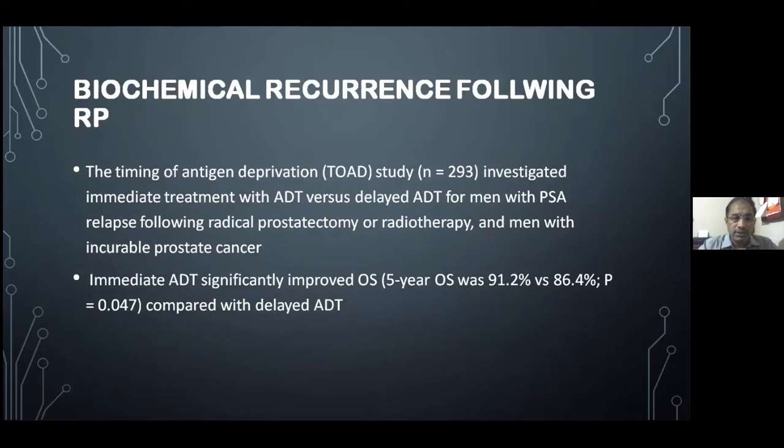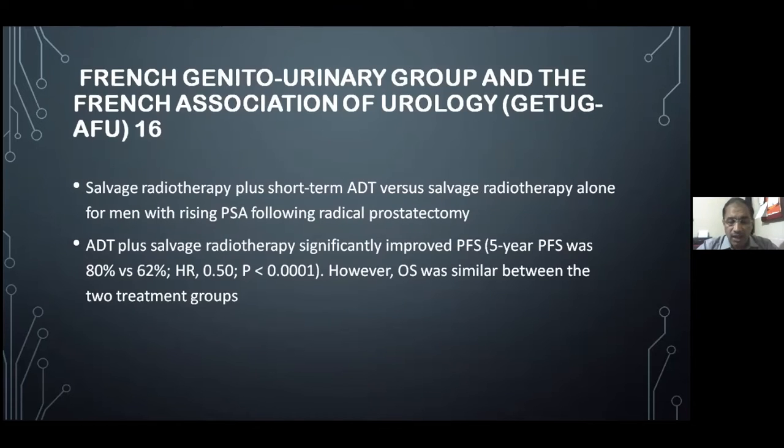It appears that 5-year biochemical relapse-free, metastasis-free, disease-specific, and overall survival rate were 90% if the ADT was combined with radiotherapy. There has been always a question of what should be the timing of the adjuvant treatment with ADT. We should give it now, or we should give it when there is a biochemical failure. This was one of the study called TOAD study, which suggested that immediate ADT significantly improves overall survival as compared to delayed ADT in this setting. And again, highlighting the role of immediate ADT in this setting, which can be considered if the patients are at the high risk of failure.